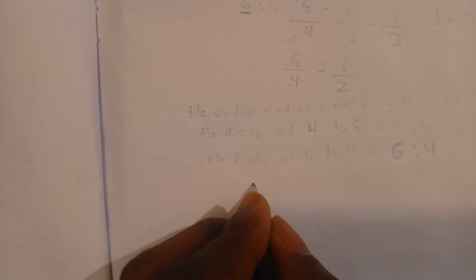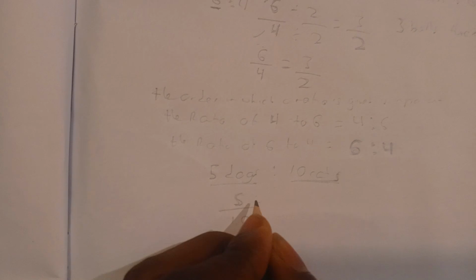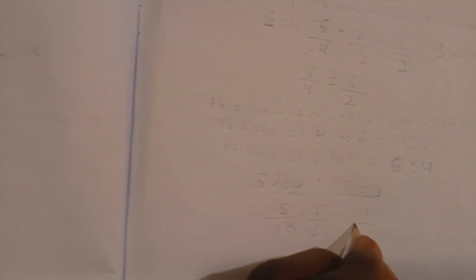Let's take this for example. 5 dogs and 10 cats. So the number of dogs is 5 and the number of cats is 10. When you do this, you get 5/10 and divide it through by 5 and 5. You get 1 is to 2. So when you see a dog, you must also see 2 cats. So 1 is to 2.